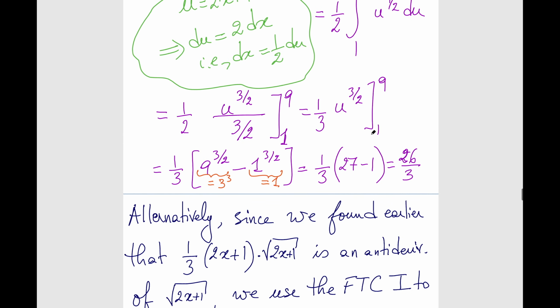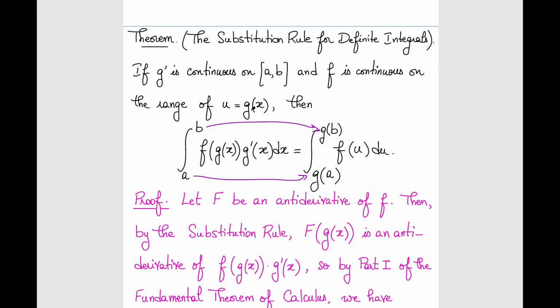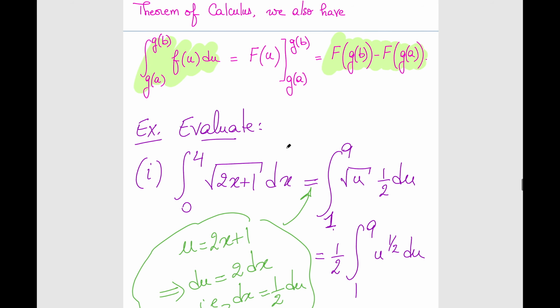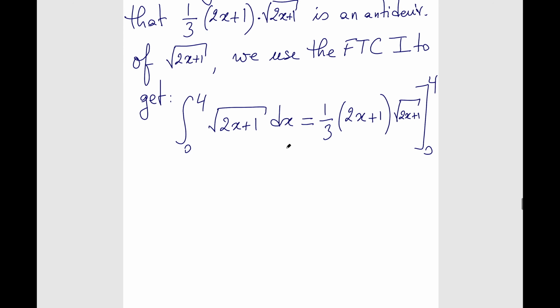Or you can use the previous method, which has to do with the substitution rule for definite integral. Sounds good? And obviously this is going to also give you the same answer. Let's see. That's 1/3 times, I'm going to take this evaluated at the upper bound. Let's do it. 2 times 4 plus 1 times the square root of 2 times 4 plus 1. Same thing, right?